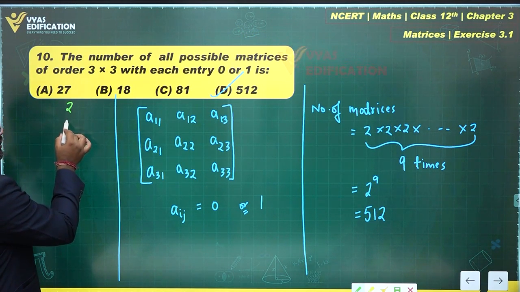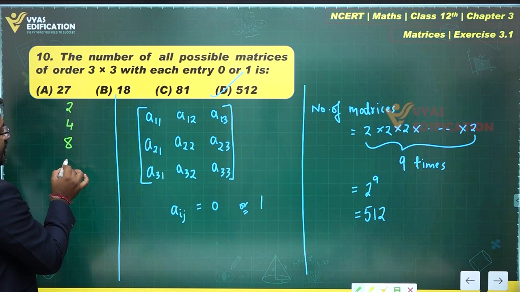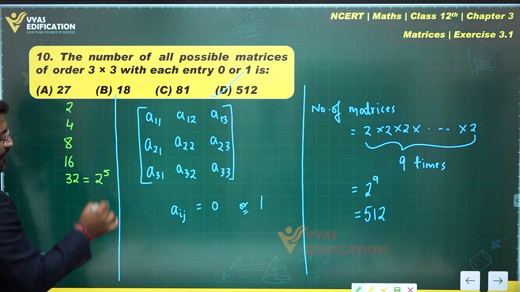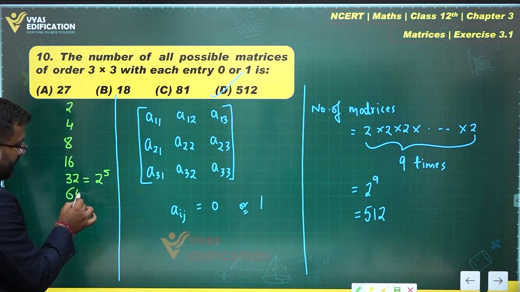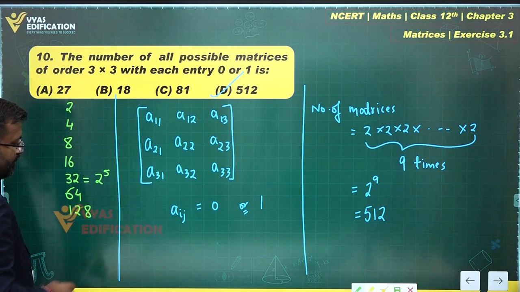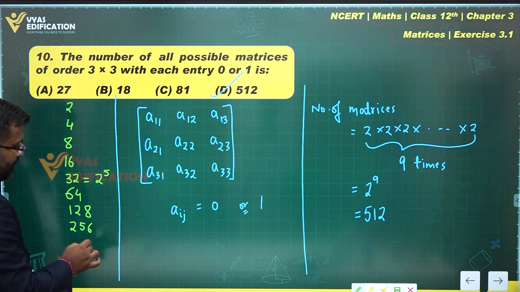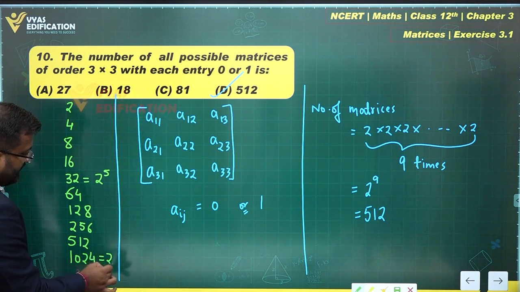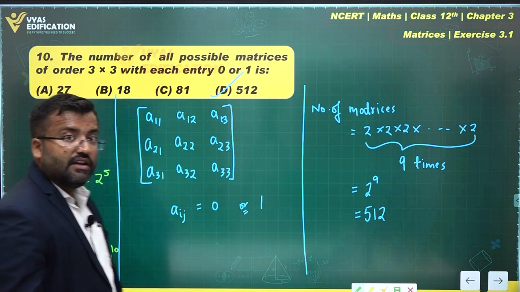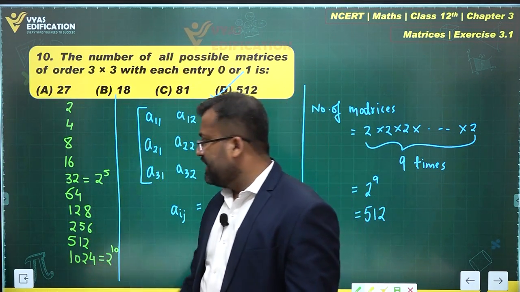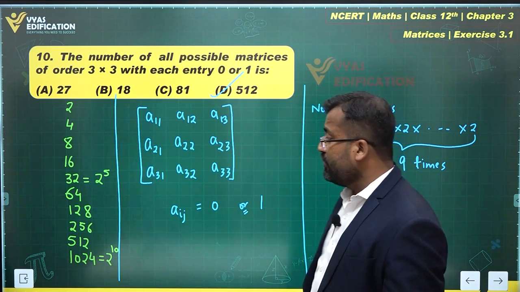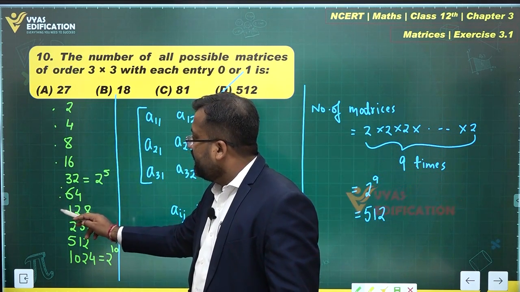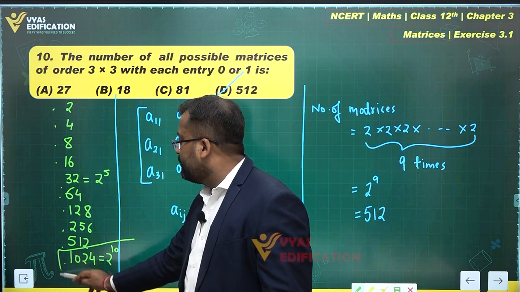2 power 1 is 2, 2 power 2 is 4, 2 power 3 is 8, 2 power 4 is 16, 2 power 5 is 32. This is 2 power 5. 2 power 6 is 64. 2 power 7 is 128, 2 power 8 is 256, 2 power 9 is 512, 2 power 10 is 1024. 2 power 11, the next power, would be 2048, right? So generally people are familiar with these numbers. These are actually powers of 2, but which powers of 2 are important?